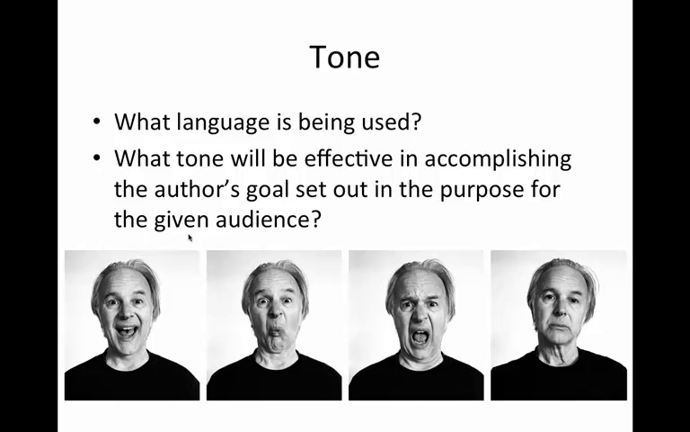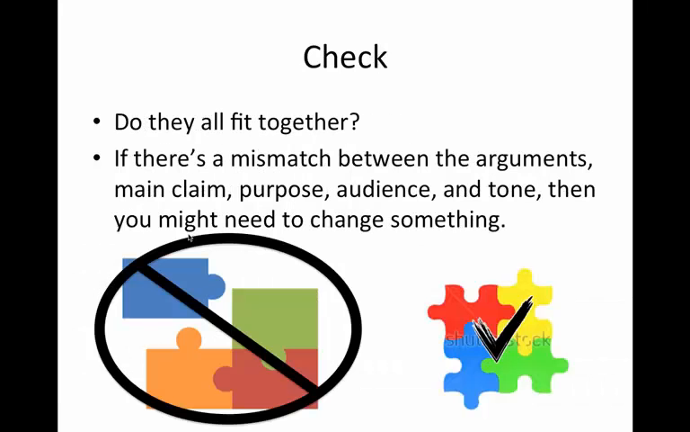So also think about what tone will be effective in accomplishing the author's goals set out in the purpose for the given audience. So think about that, make sure it matches with the main claim and all the other pieces that you've just put together. And that is an important part. You do have to check once you're done, so make sure these pieces all fit together. So if there's a mismatch between the arguments, main claim, purpose, audience, and tone, then you might need to change something.